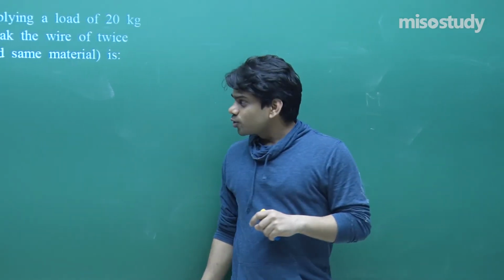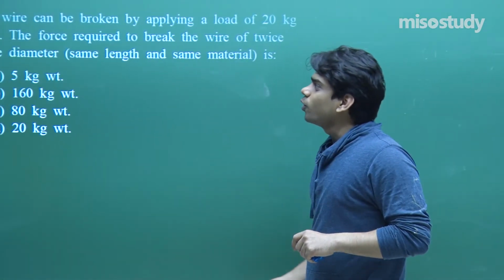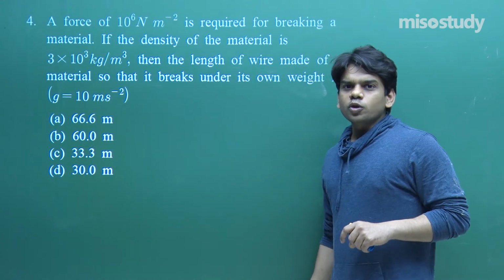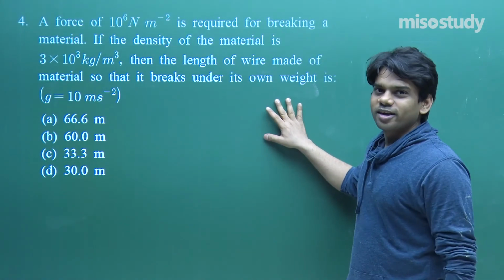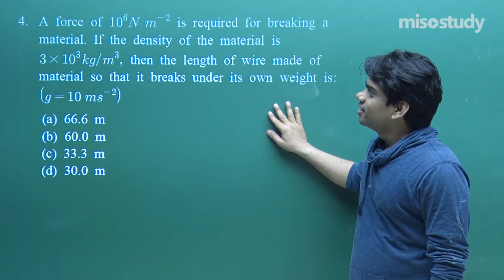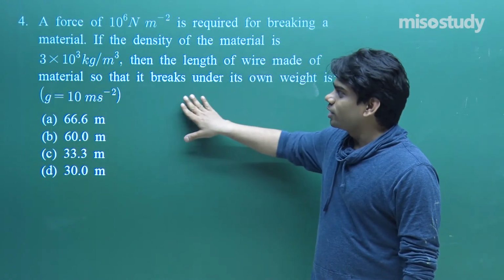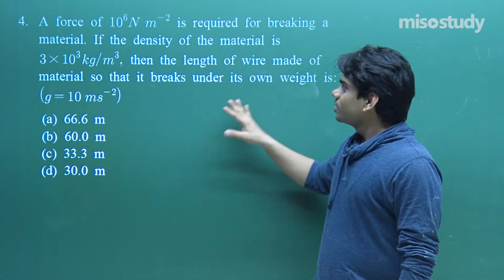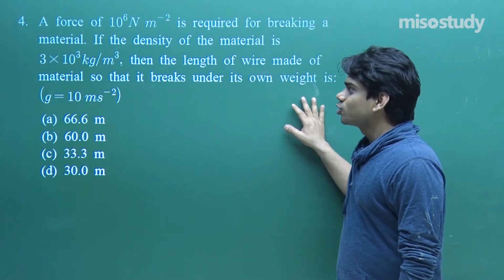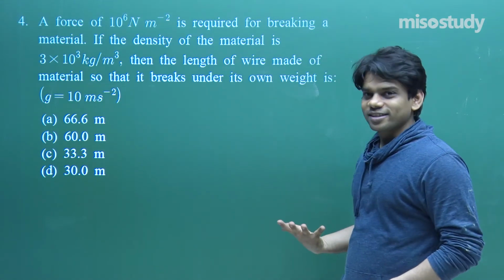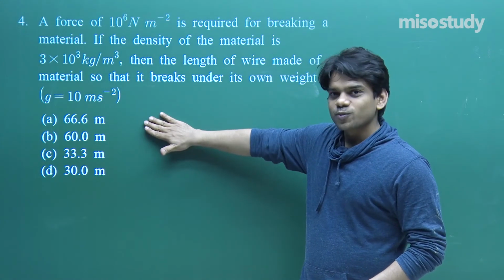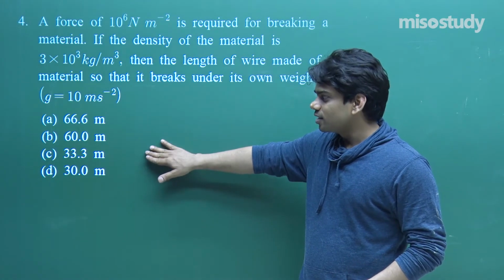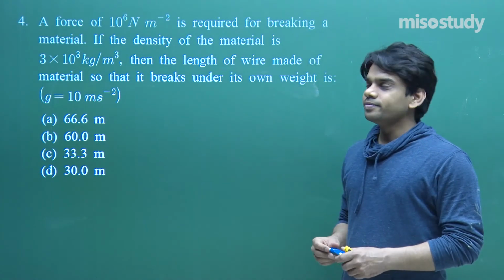Let's go ahead with the next question of the day. Question number 4. A force of 10 to power 6 Newton per square meter is required for breaking a material. Again, the breaking case is here. If the density of the material is 3 into 10 to power 3 kg per cubic meter, then the length of wire made of material so that it breaks under its own weight is, g equals 10 meter per square second: A 66.6 meter, B 60 meter, C 33.3 meter, and D 30 meter.